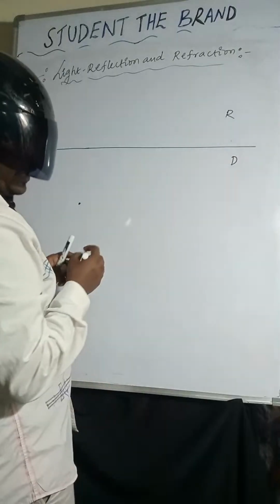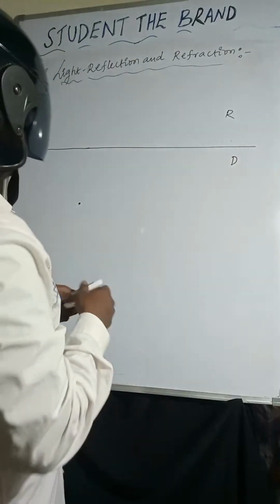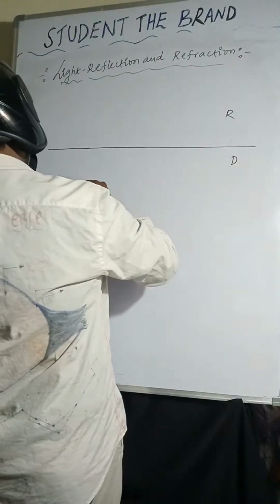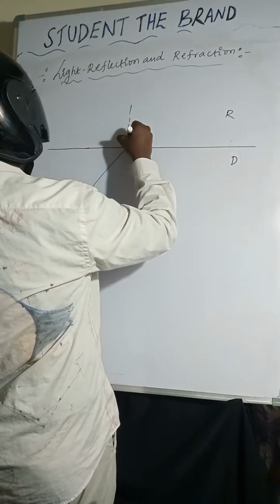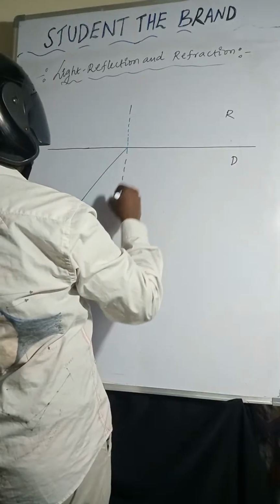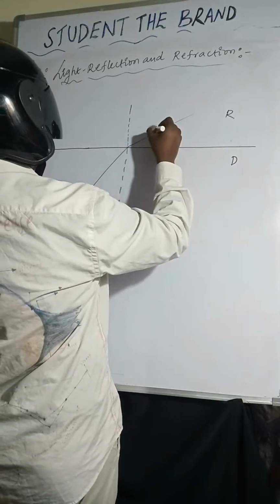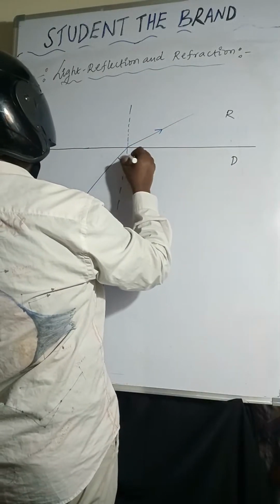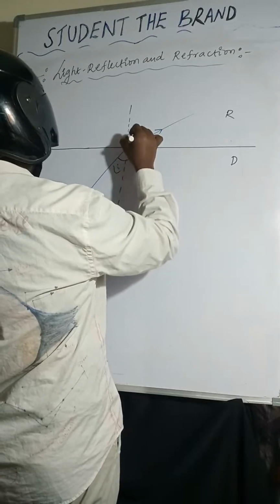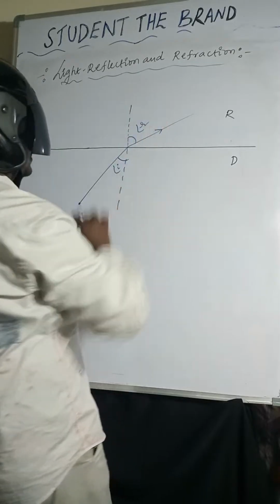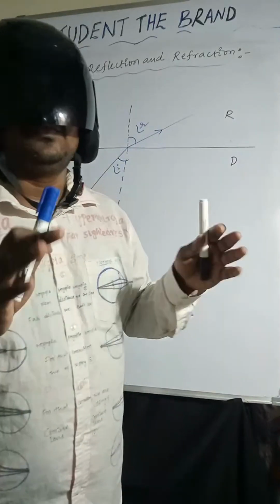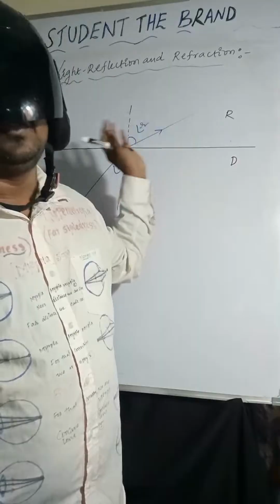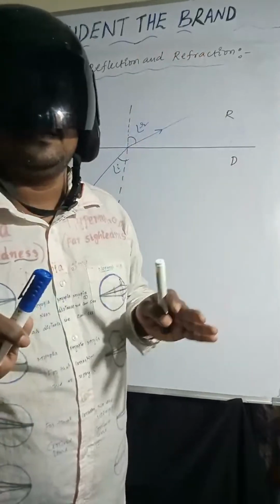Here you can observe the light ray moving from denser to rarer, so it is moving away from the normal. This is the angle of incidence and the angle of refraction. Normally, what is the condition? If the light ray is moving from denser to rarer, it moves away from the normal line. Yes or no?